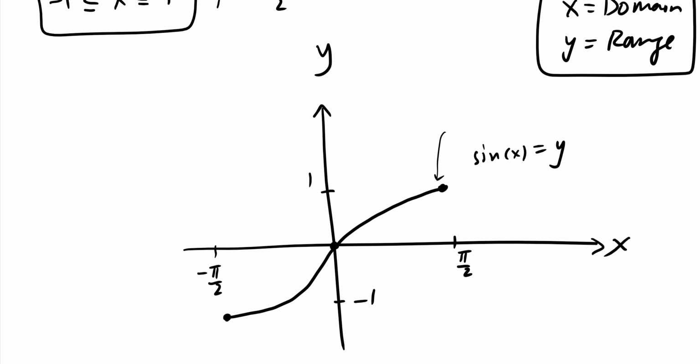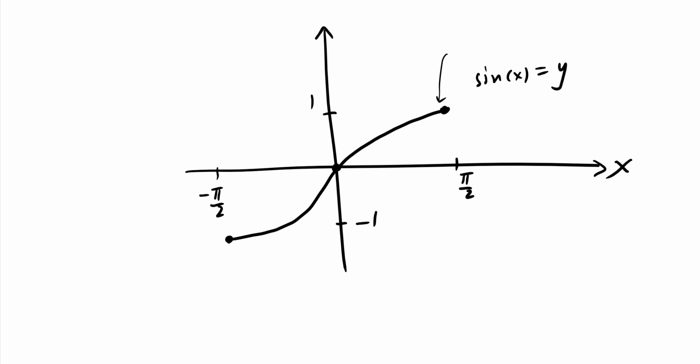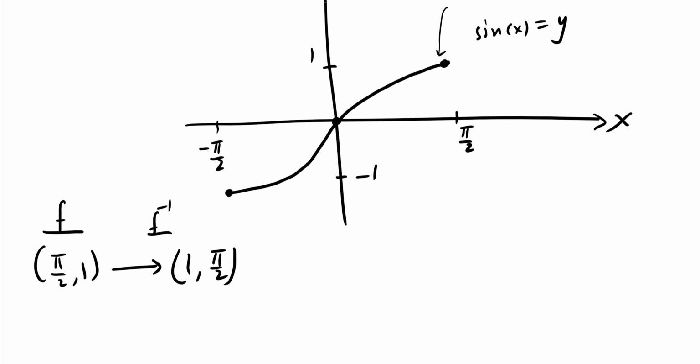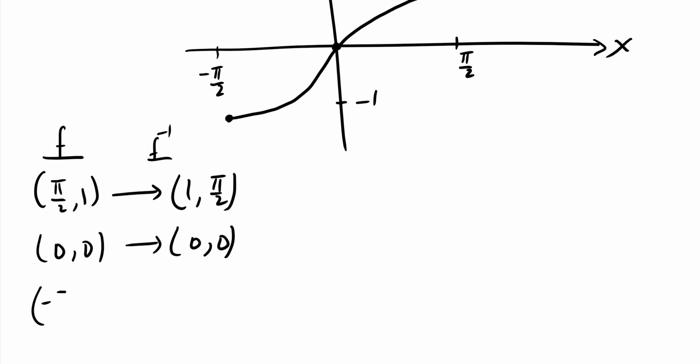Y equals sine. Now the inverse, what happens is this. The points that we used were pi over 2 comma 1. In the inverse, this is for the function. For the inverse, it becomes 1 comma pi over 2. The 0, 0 is going to become 0, 0. The next one, negative pi over 2 comma negative 1 is going to become negative 1 comma negative pi over 2.